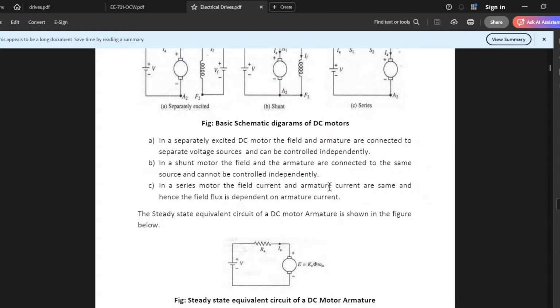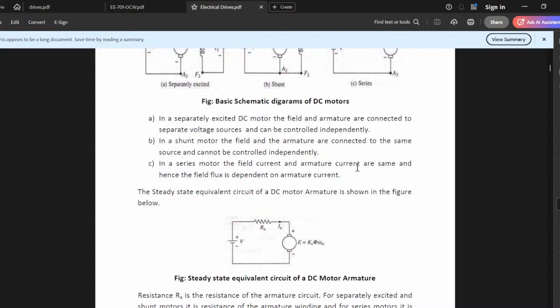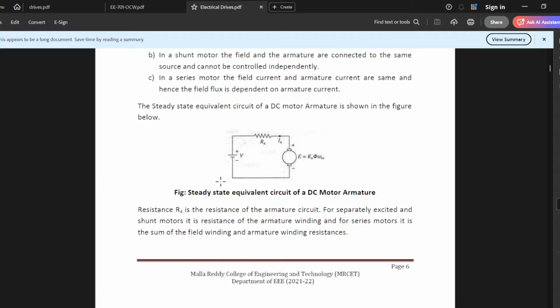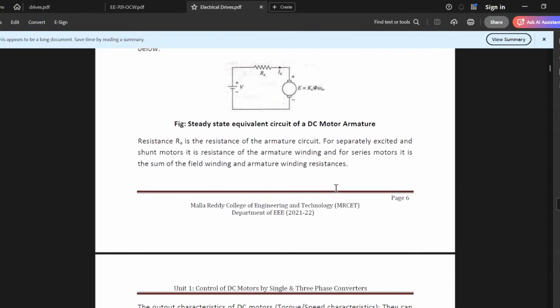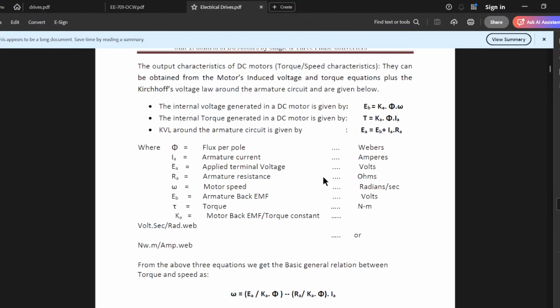In the series motor, the field flux is dependent on the armature current. The steady state equivalent circuit of a DC motor armature is shown in the figure. E is equal to K phi omega in steady state. Resistance RA is the resistance of the armature. For separately excited and shunt motors, it is the resistance of the armature winding, and for series motors, it is the sum of armature and field resistance.